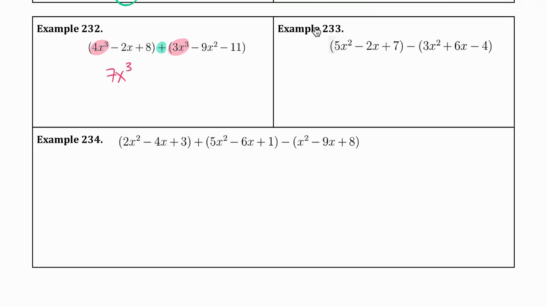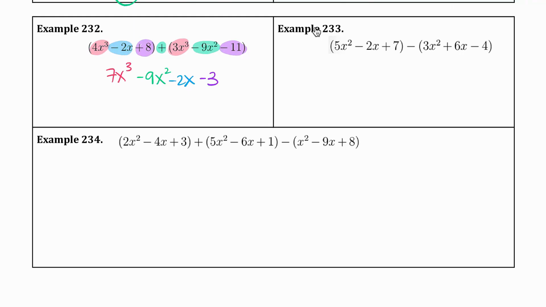This is our only x squared. There's nothing to combine that with, so I'm just going to put -9x squared. This is our only x, so I'm just going to bring down minus 2x. And then we can combine our numbers, a positive 8 and a negative 11. That's going to give me negative 3. So when we're adding and subtracting, if we don't know the value of the variables, we just simplify how we can. We just combine our like terms.